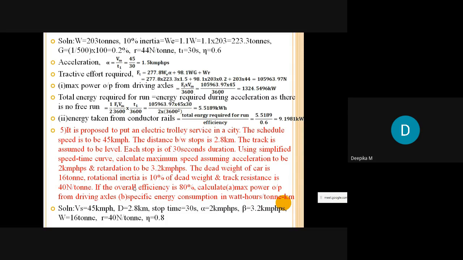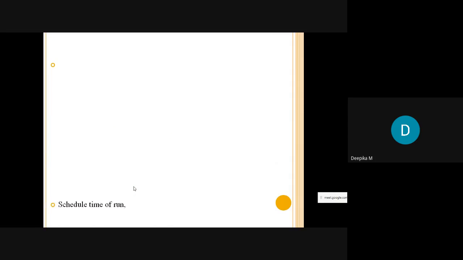Using the simplified speed time curve, we have to calculate the maximum speed. The acceleration and retardation values are given, the dead weight is given, and the track resistance is also given. But we have to calculate the maximum power output and the specific energy consumption. So let us list out the data.